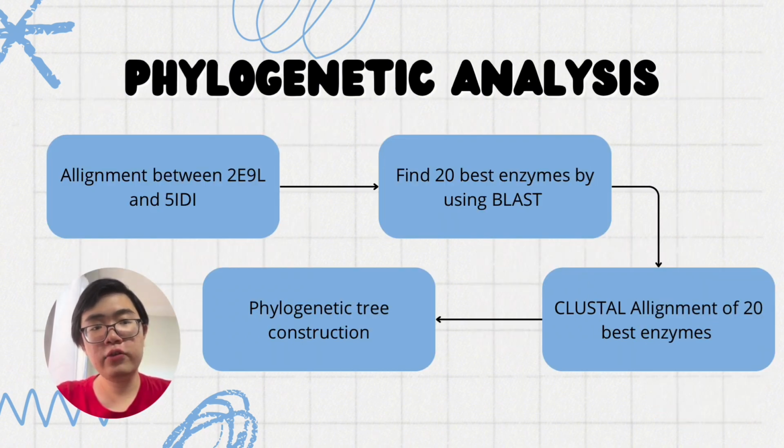Next, we will do the phylogenetic analysis. First, we need to do the alignment between these two enzymes. Once we get the sequence alignment between these two enzymes, we will compare the sequence with the database bank by using BLAST to find the best 20 possible matching enzymes from this alignment. Once we get the 20 best enzymes, we will do the cluster alignment among these 20 enzymes, and finally we use the MEGA 11 software to construct the phylogenetic tree.